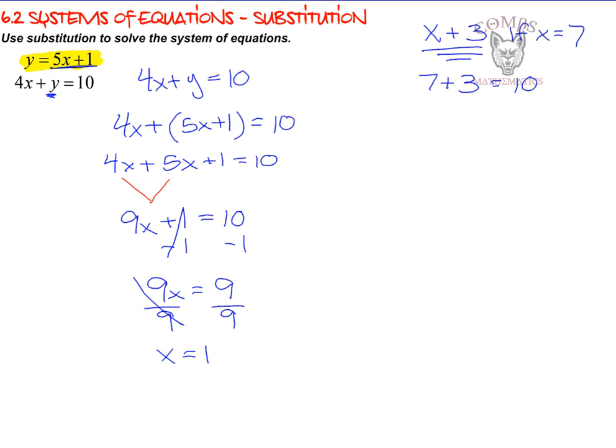Next thing we want to do is substitute this value, x equals 1, in either of these two equations. Doesn't matter. Either one is going to give you the correct solution. So if I just use the first one, y equals 5x plus 1, and substitute 1 in place of x, because we found that x has a value of 1.